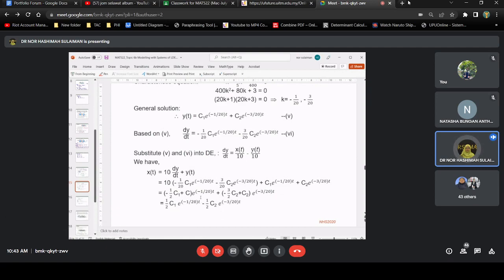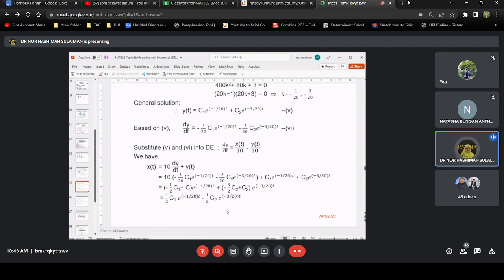And then you collect like terms, you collect the coefficient of the same term macam ni, right? And then you end up getting the final or the general solution for xt, which is 1 over 2 c1 e to the power of negative 1 over 20t minus 1 over 2 c2 e to the power negative 3 over 20t. Okay? Alright, boleh faham? Ada soalan nak tanya? Tak ada. Okay, alright.